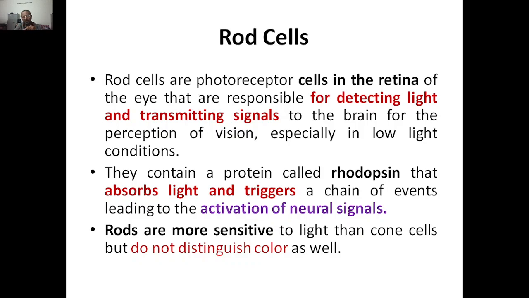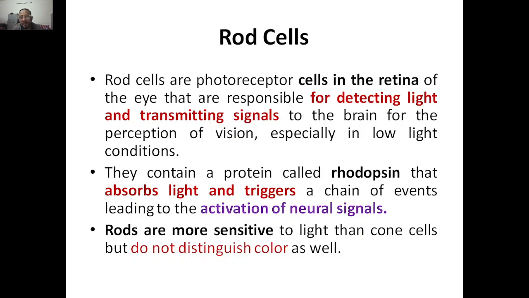Whereas cone cells at lower light will not act properly, the rod cells are very sensitive to lower lights. Even if there is only a small amount of light, low light, the rod cells will function. They will send the signals to the brain so that the brain can have the vision. But the cone cells require a larger amount of light.